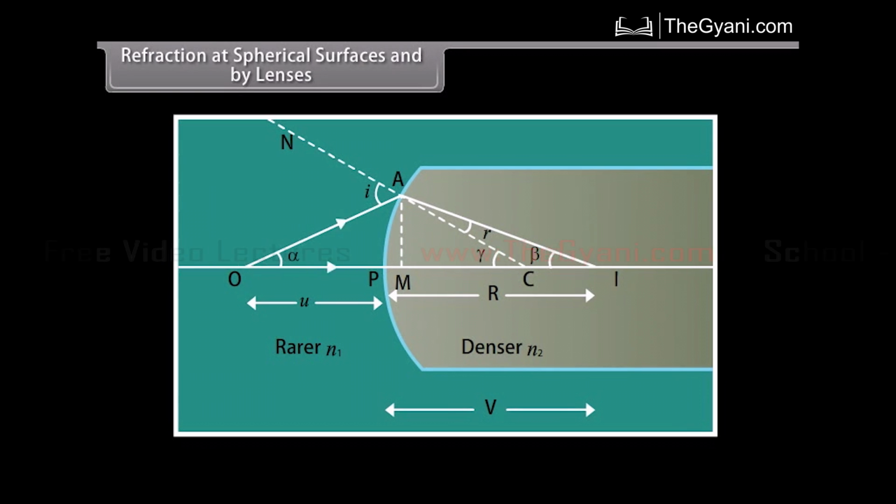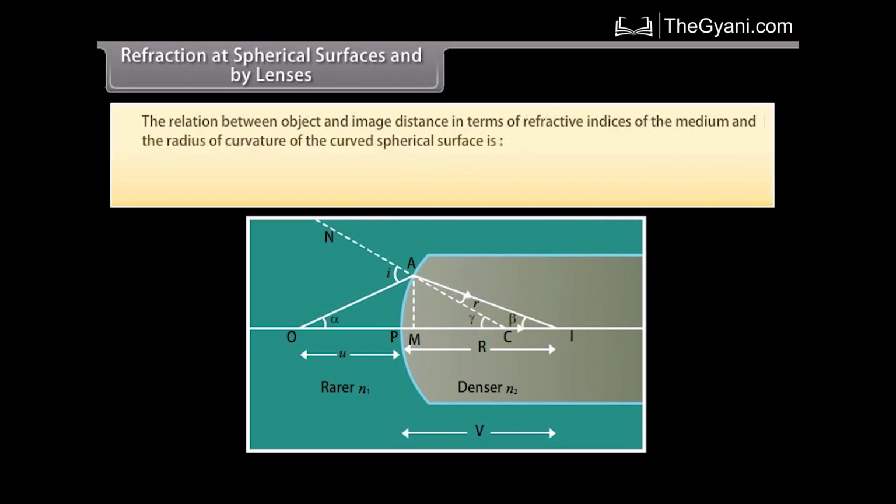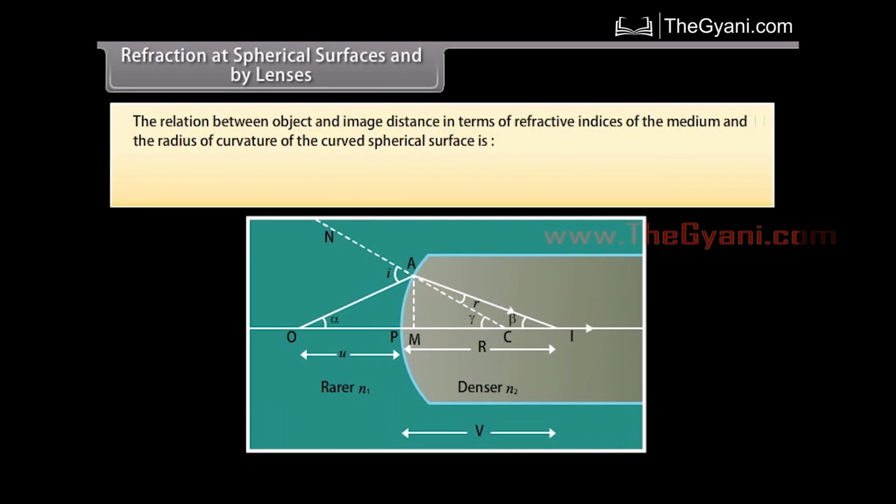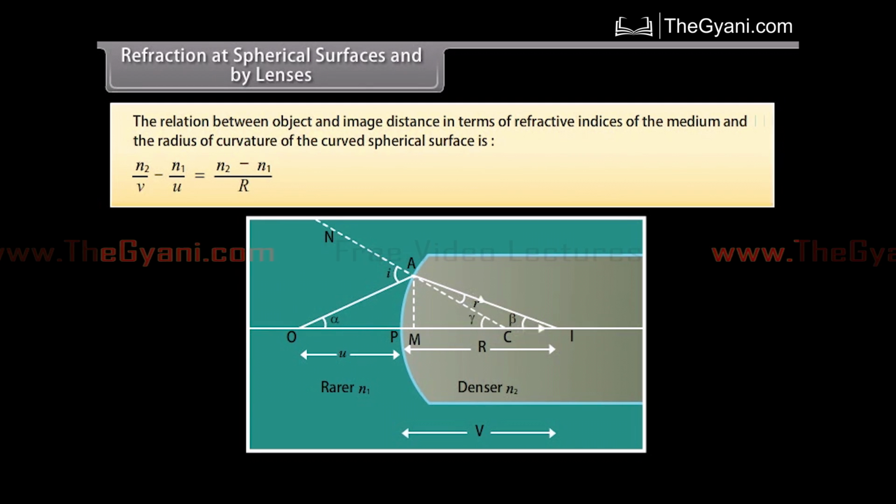An incident ray OA after refraction at the point A on the surface bends towards the normal NAC and goes along AI. Another ray OP falls normally on the surface and proceeds undeviated after refraction. The two refracted rays meet at I, which is the real image of point object O. The relation between object and image distance in terms of refractive indices of the medium and the radius of curvature of the curved spherical surface is N2/V - N1/U = (N2 - N1)/R.